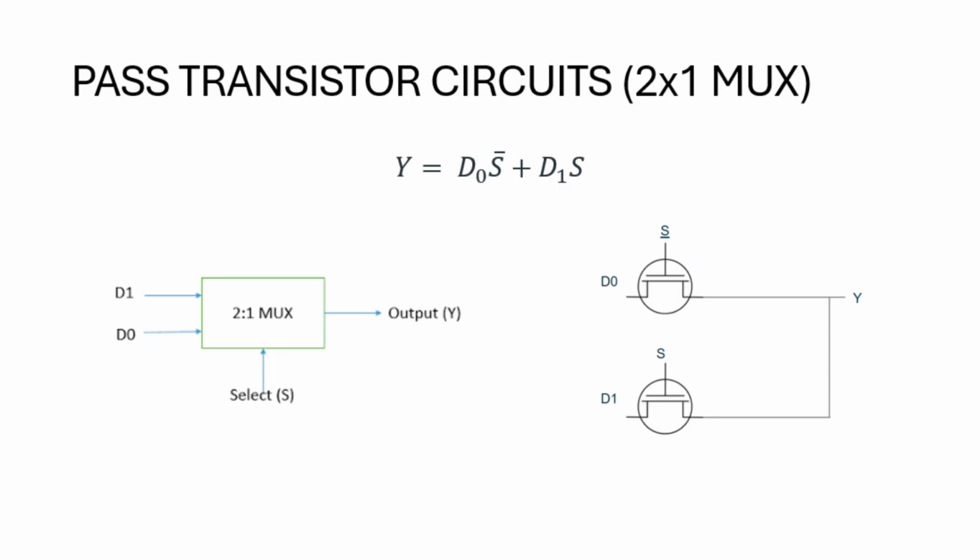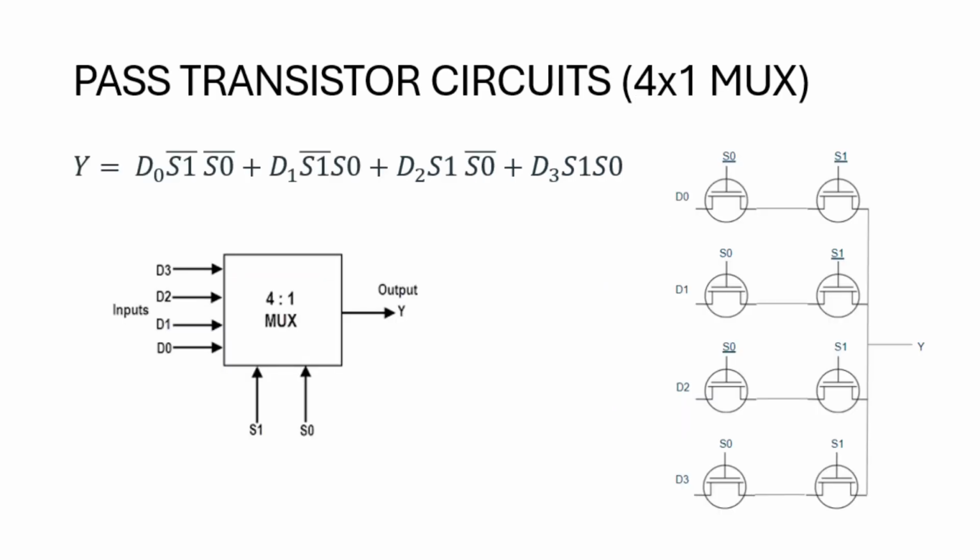Therefore, D0 will get connected to the output node. Similarly, when S is equal to 1, then S bar will be equal to 0. So in this condition, the first transistor will remain in the off condition while the second transistor will remain in the on condition. And in this case, the D1 input will get connected to the output node. So in this way, we can design this 2 cross 1 multiplexer with the help of pass transistors.